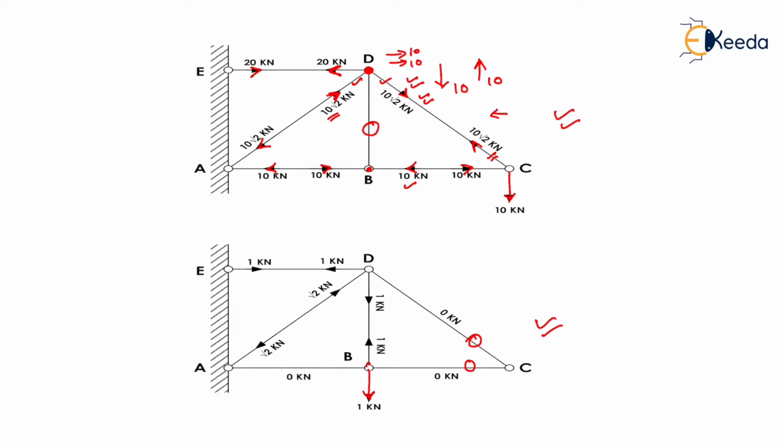Due to this 1 kN downward force at joint B, we need to balance the 1 kN downward force, for which we need to create a 1 kN upward force here. Now to maintain the member equilibrium of BD, we need to create a 1 kN force in the downward direction like this. Now due to this 1 kN downward load at joint D, we need to maintain the vertical equilibrium at joint D. So we need to create a force of root 2 kN like this, and to maintain the member equilibrium of AD, we need to create a root 2 kN force like this.